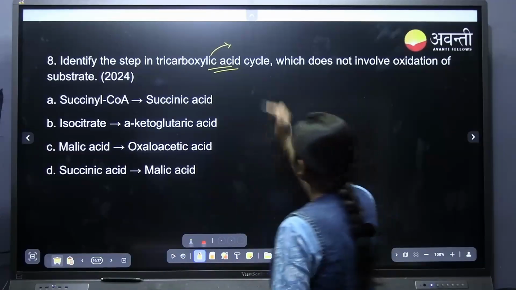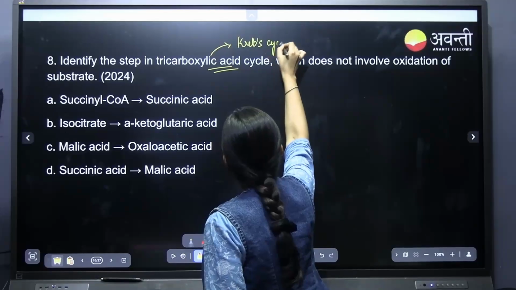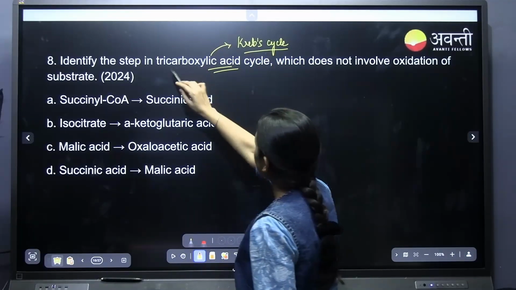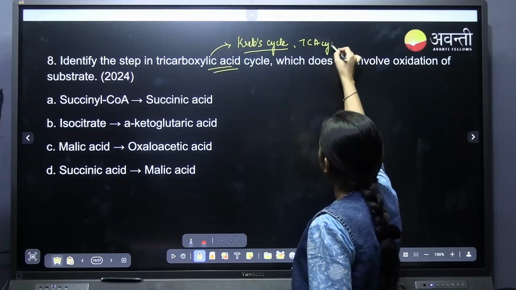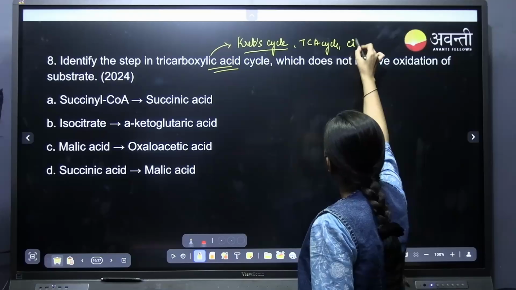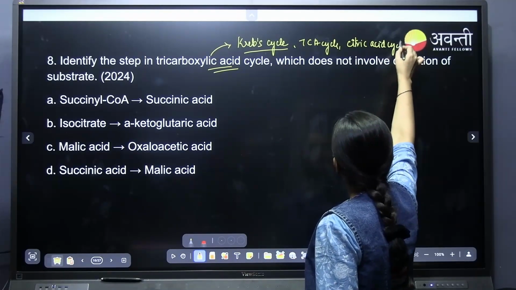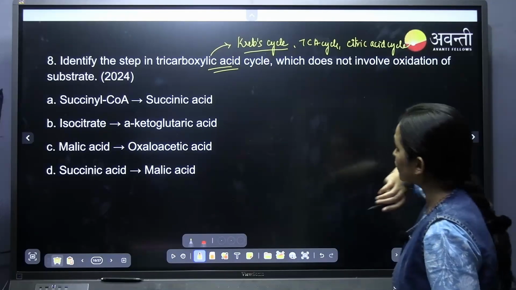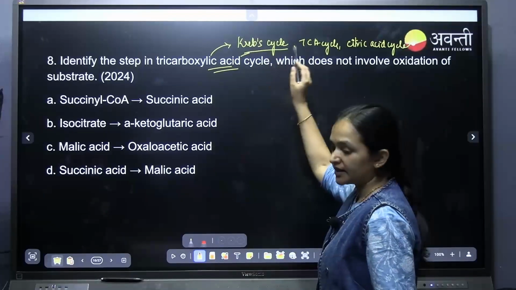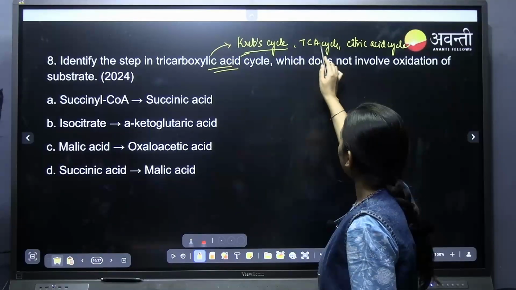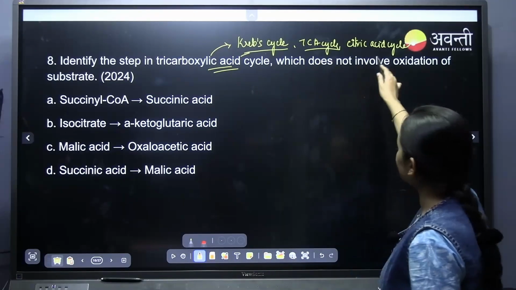So here, the Krebs cycle is also called the tricarboxylic acid cycle, that is the TCA cycle. Otherwise it is also called the citric acid cycle. So why is it given different names? Krebs cycle because it was discovered by Krebs, okay, and TCA, tricarboxylic acid cycle, otherwise it is called citric acid cycle.